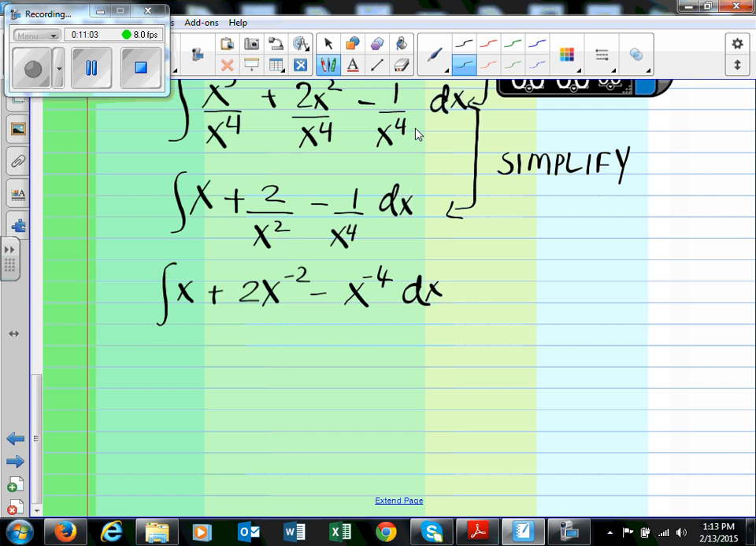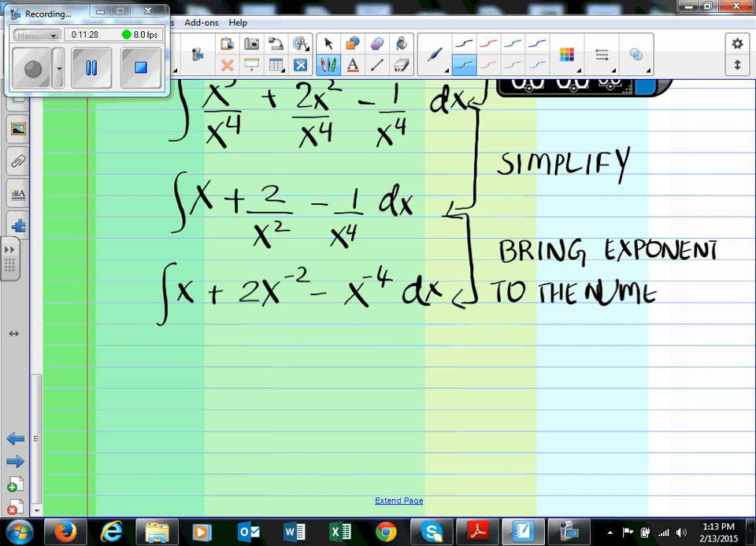So what did I do here? I brought the exponent, bring the exponent to the numerator.